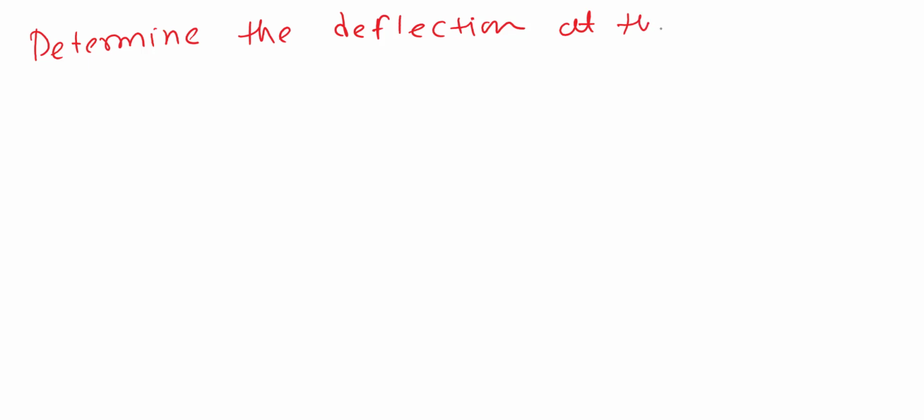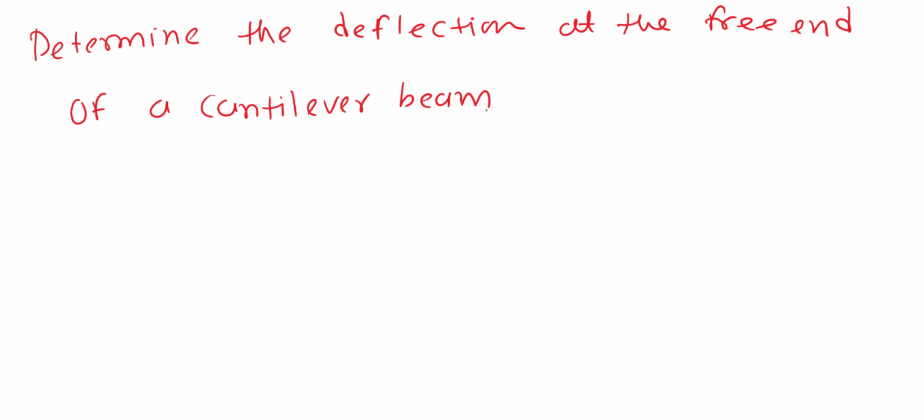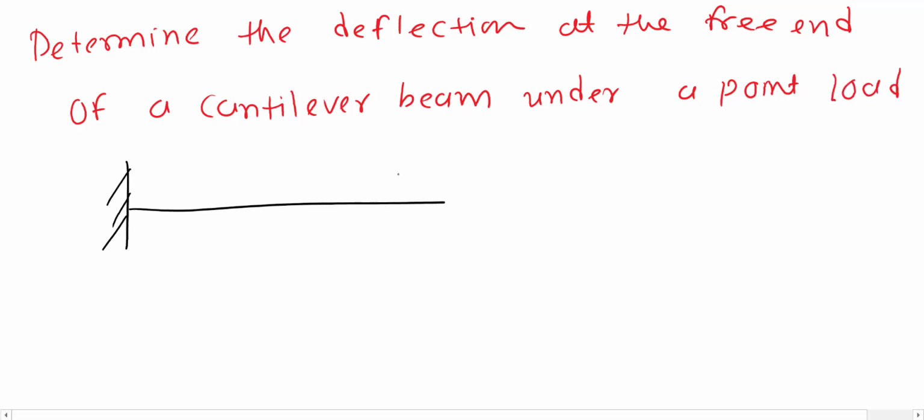This video explains an example to determine deflection in a beam. So let's put some notes here. Determining the deflection, let's say at the free end of a cantilever beam under a point load. All right, now let's draw a beam. So the beam is a cantilever which has a point load of P and it has a length L, right?